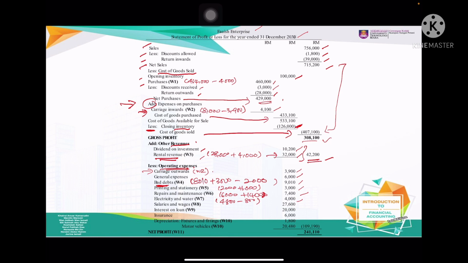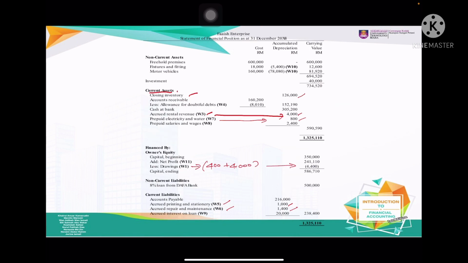So here the 30,000 minus 2,400. Okay, and the 2,400 will be in your current asset.